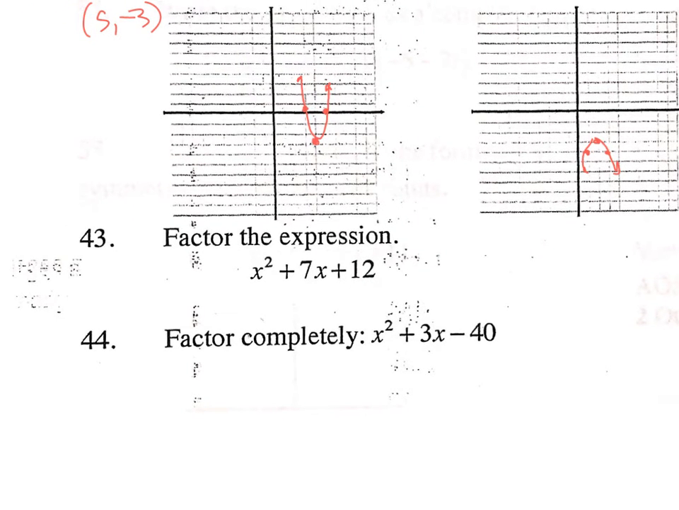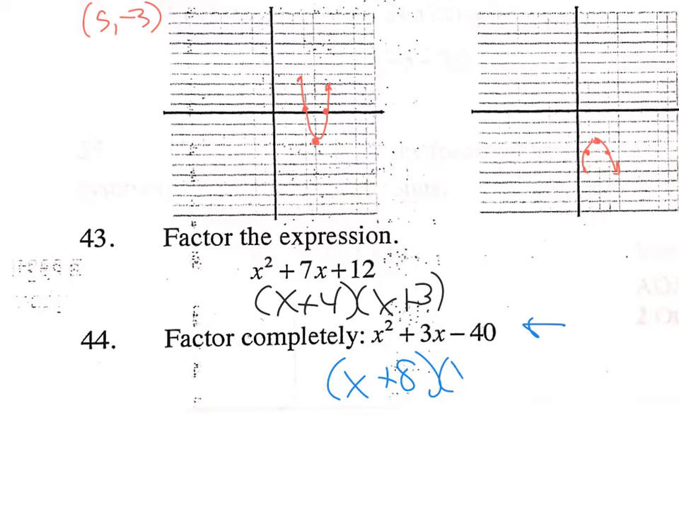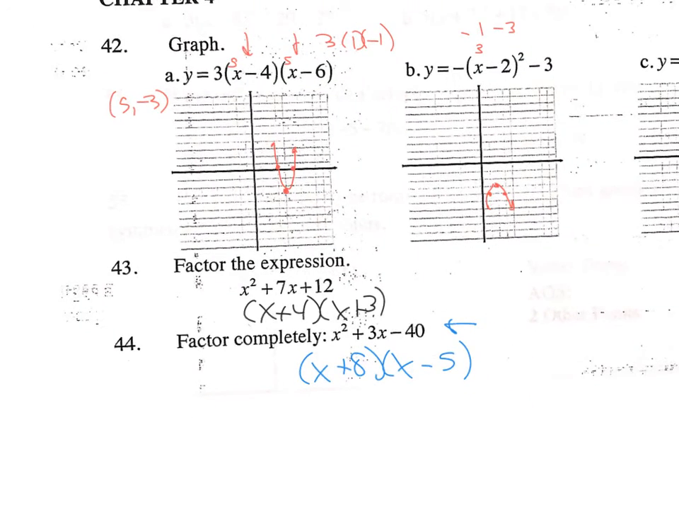43, factor the expression. So this one I'm looking for factors of 12 that add up to be 7. That's 4 and 3. So you just put x plus 4, x plus 3. All there is to that one. 44, factor completely. Factors of negative 40 that would give me positive 3. It's going to be plus 8 and minus 5. Make sure that 8 is the one that's positive. I think that's all I have on this slide.